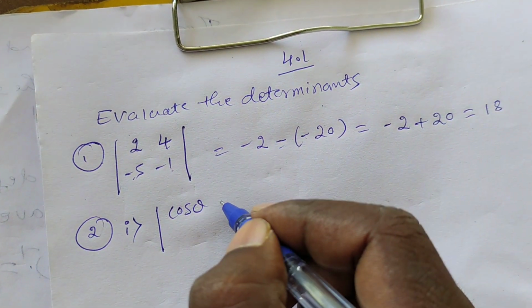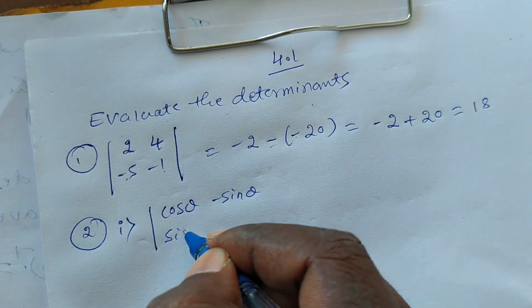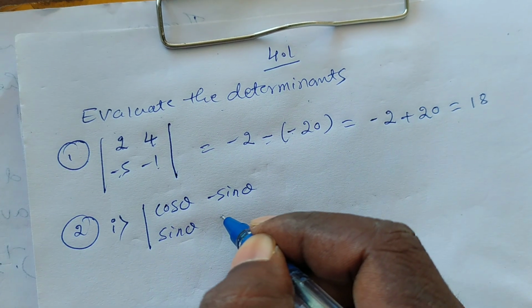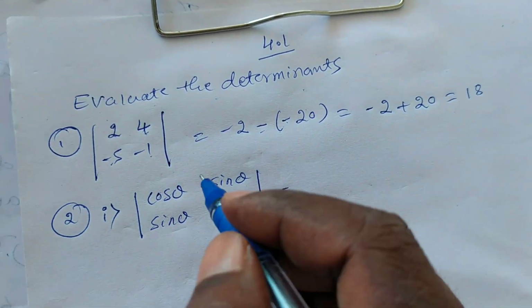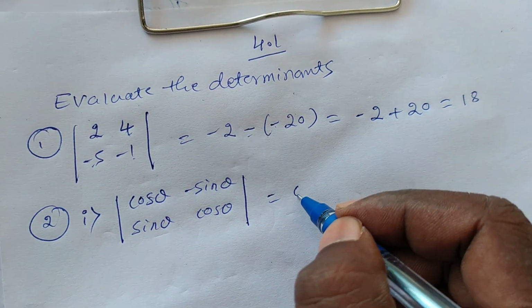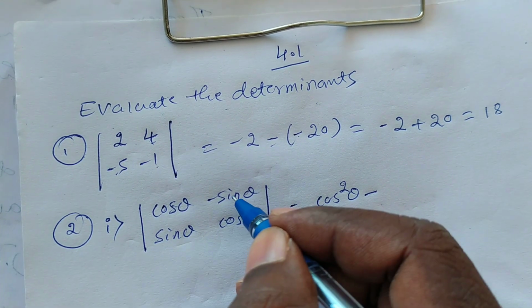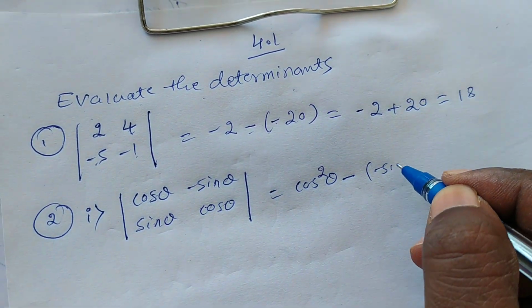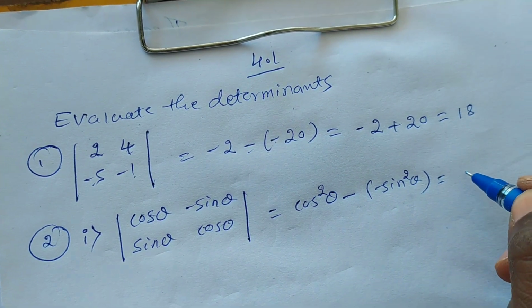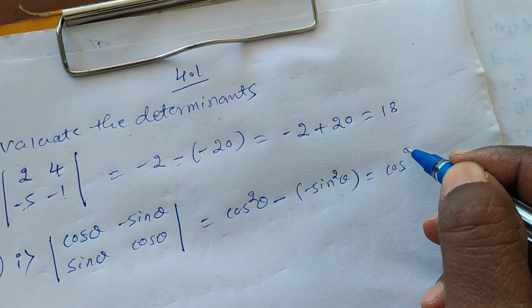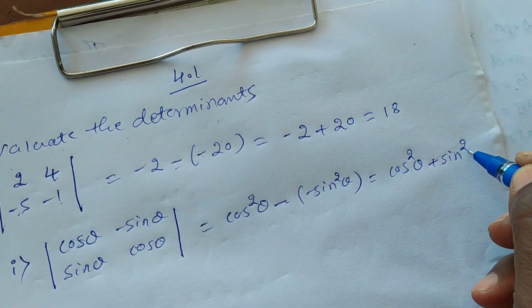cos theta, minus sin theta, sin theta, cos theta. This is equal to the product of the diagonal elements, that is cos theta into cos theta, cos square theta, minus sin theta into minus sin theta, minus sin square theta. This equals cos square theta, minus into minus plus sin square theta.